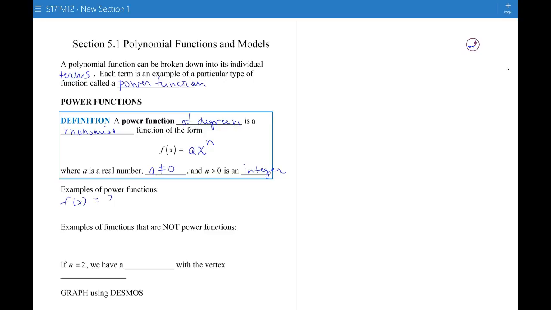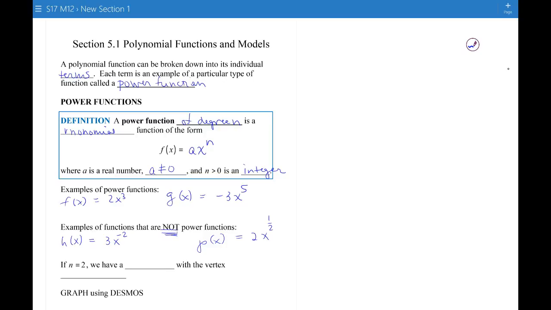So f of x equals 2x cubed is a power function. G of x equals negative 3x to the 5th is a power function. But if I have h of x equals 3x to the negative 2, that's not a power function because it has a negative exponent. And p of x equals 2x to the 1/2 is not a power function because of the fraction exponent.